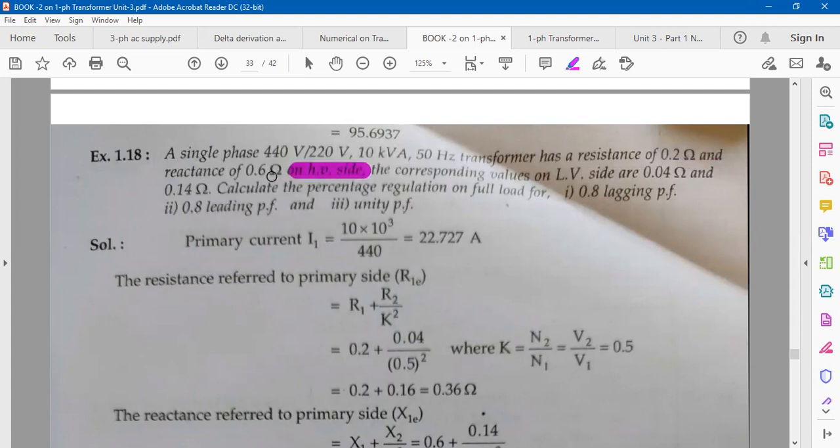Okay, so 0.2 and 0.6 on HV, means these are the primary side parameters. LV side resistance and reactance are also given to you. So you have been asked to calculate the percentage regulation on full load.